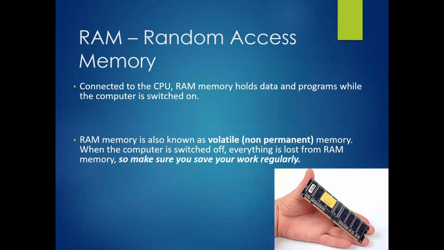So let's pop on. RAM, random access memory, is connected to the CPU. RAM holds data and programs while the computer is switched on. It's also known as volatile, which means it's non-permanent. So when the computer is switched off, everything is lost from RAM. So we have to make sure we save our work on a regular basis to our backing storage, and that image shows you some RAM chips which are fitted into the motherboard, and that's your main memory.